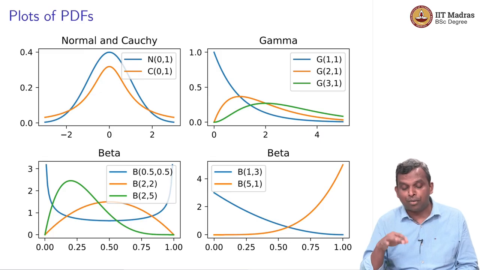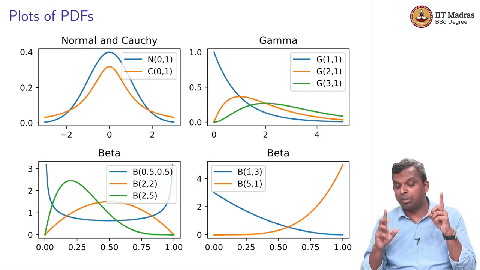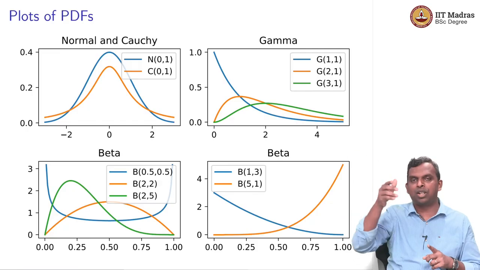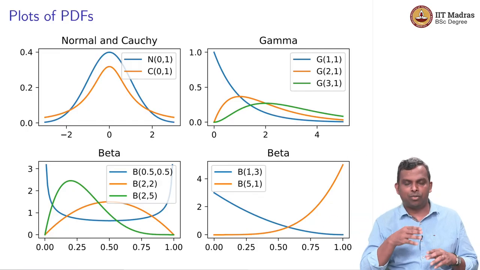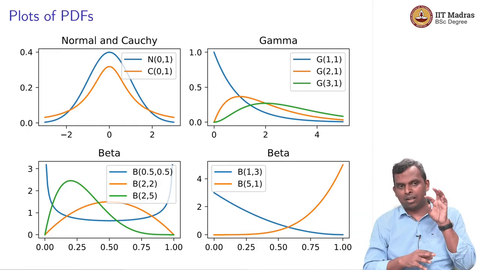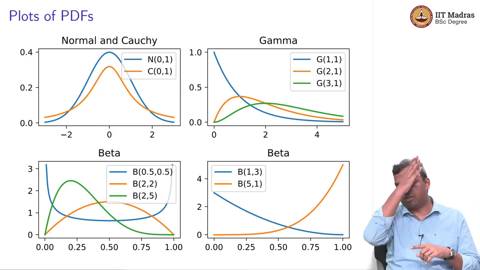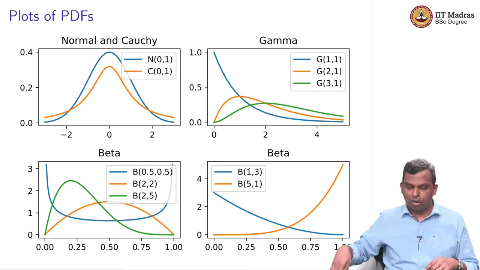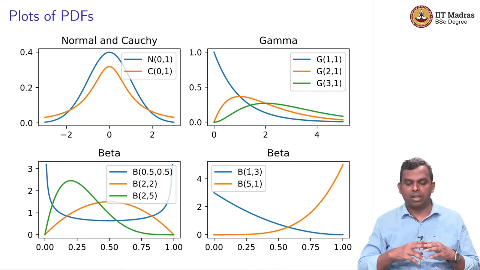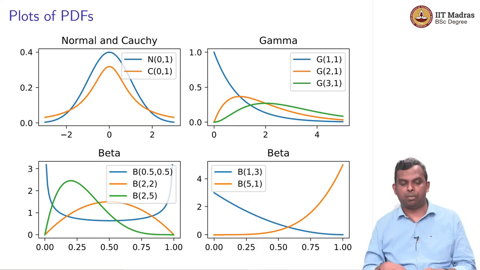If you do 1, 3 or 5, 1, if you make one of those terms disappear, you'll get a power distribution or a 1 minus x power distribution, right? If alpha goes to 1, then the x^(α-1) term disappears. It's only (1 - x)^(β-1), so you'll have a picture like this. It'll have a fall like this or this way. So it's either the power or the 1 minus x power.